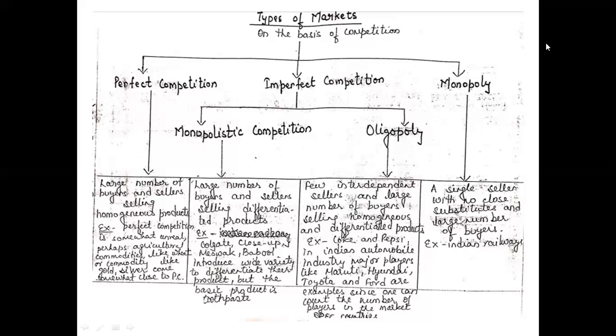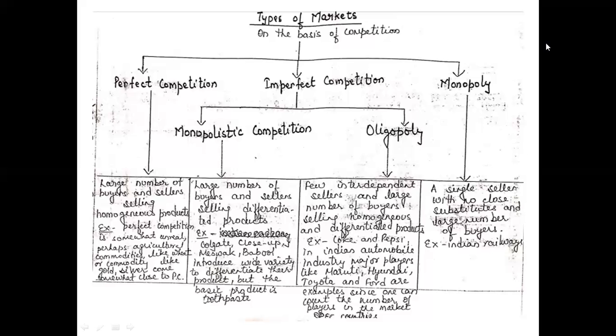Then we have oligopoly competition, so few interdependent sellers and a large number of buyers, selling homogeneous and differentiated products, like Coca-Cola and Pepsi. In the Indian automobile industry, major players are Maruti, Hyundai, Toyota, Ford, as some examples. Since we can count the number of players in the market. Then we have OPEC countries, that is oil producing economic countries, that also forms an oligopoly competition.